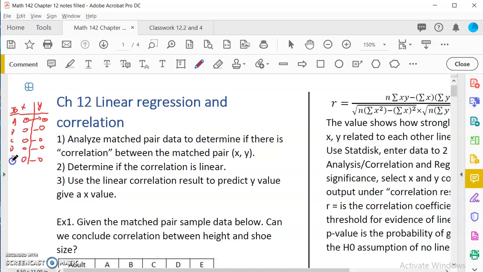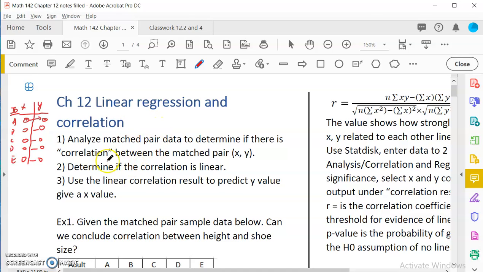You have seen match pair data before in chapter 10 when we did match pair differences. These are the same kind of data: if this is a score, this is also a score; if this is blood pressure before, this is after. But here we are looking at totally different things. X could be blood pressure, but Y could be the amount of medication that you take or the amount of exercise that you do. So they are match pair collected from the same person, but they are different types of measurement.